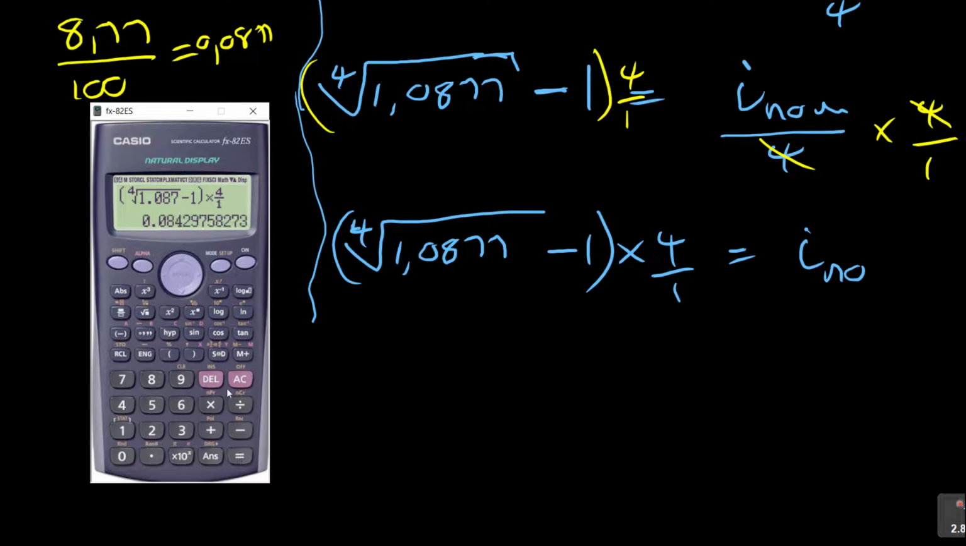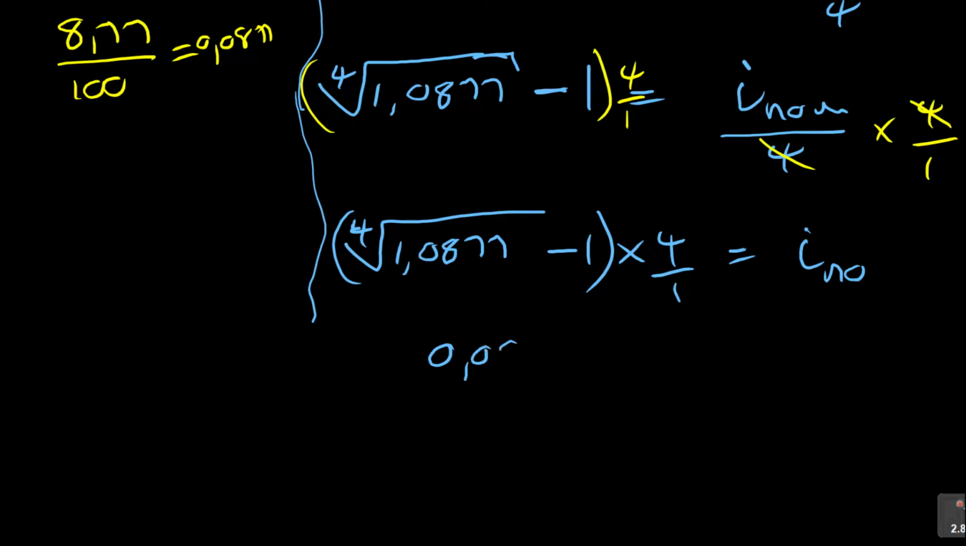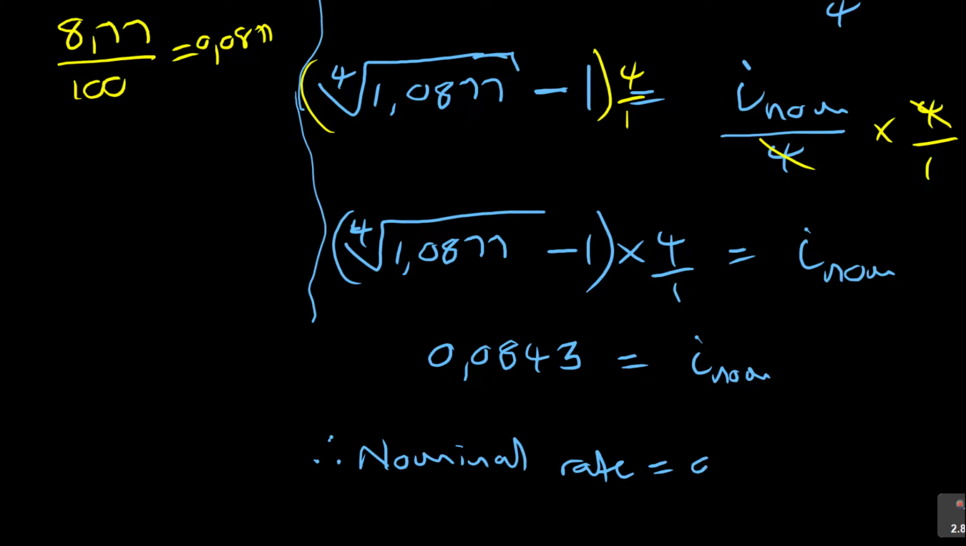When you do that, equal to, then you have got, let's do shift, set up to 4 decimal places, 0.0843. See, 0.0843 is equal to I norm. Now, how do you find the actual I norm? Remember, therefore, the nominal rate is equal to 0.0843 times 100. Then when you do that, it will give you the answer of what?